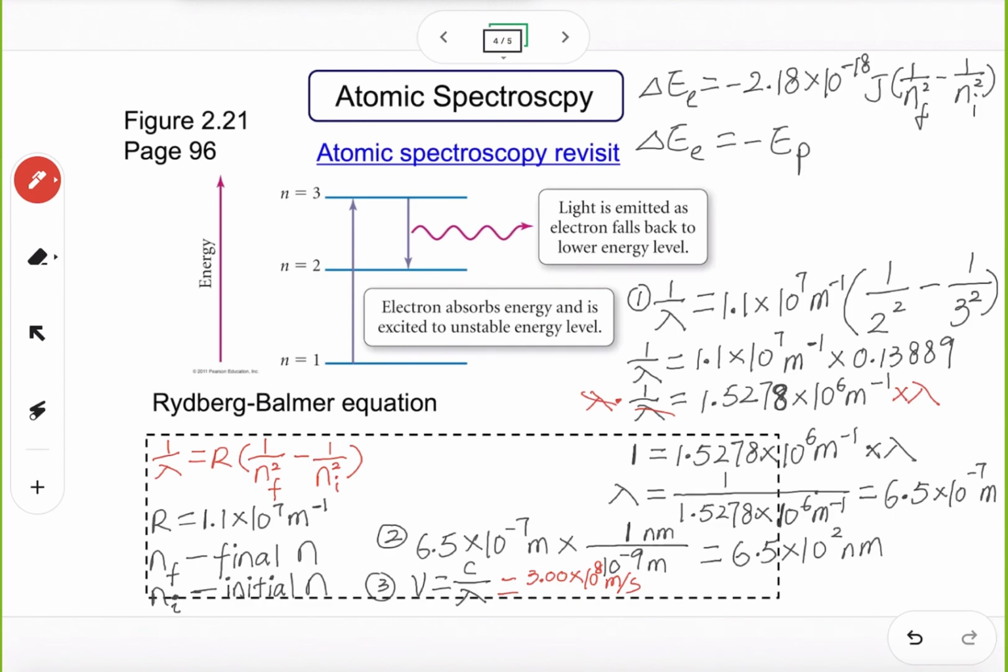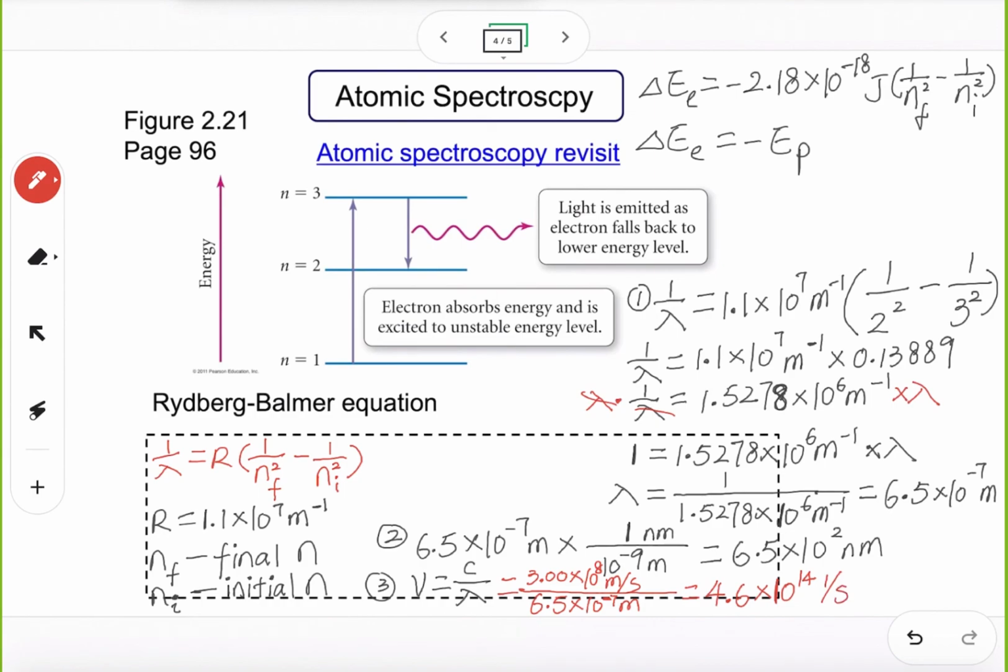Divided by lambda, and you have lambda. Well, in this case, it might be better for us to use this value because this value has meter as a unit, and we need a meter here. So let's just use the meter for lambda. 6.5 times 10 to the negative 7 meter. And if you do the calculation, that will give you 4.6 times 10 to the 14th 1 over second, or hertz.